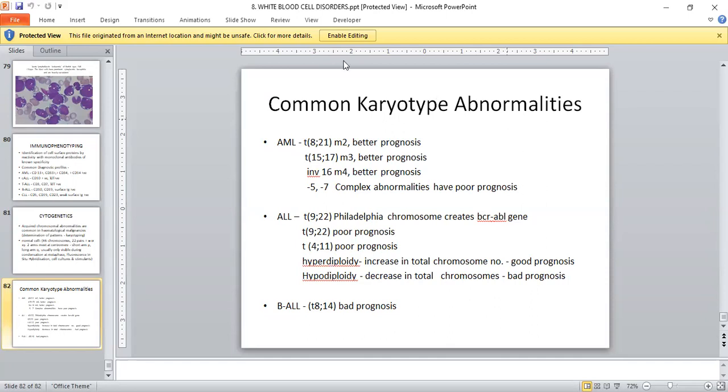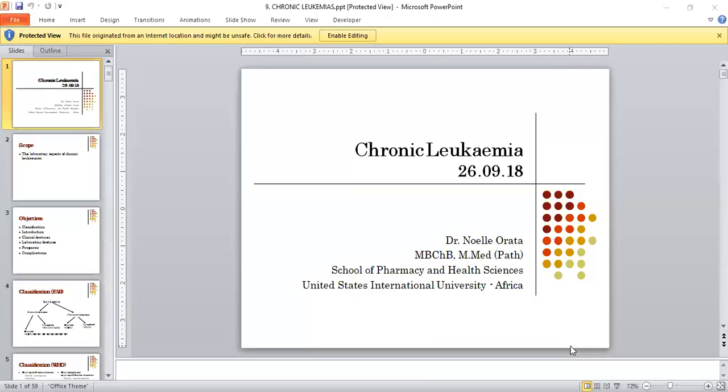Okay, we can start the chronic leukemias. I hope it's visible.